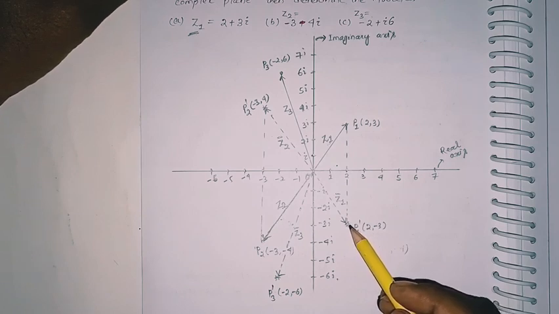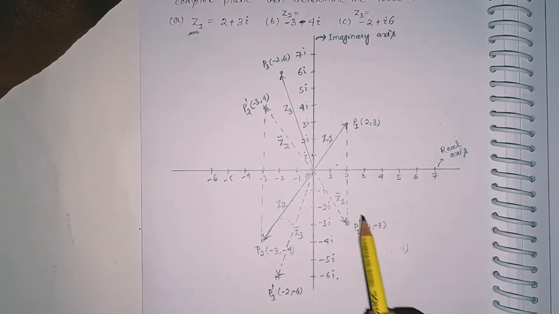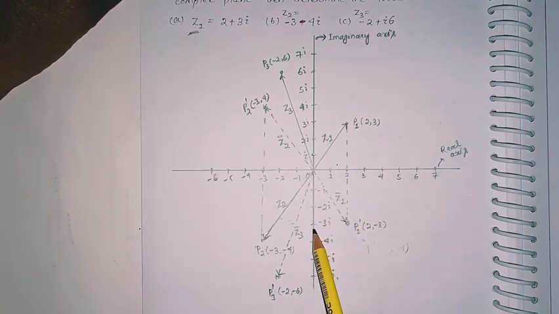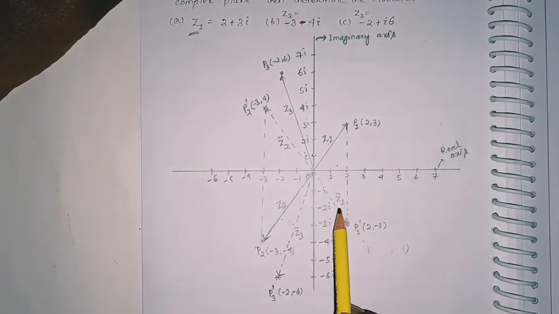And its exact mirror point you can find over here, that is your P1 dash, and the location of P1 dash will be in the fourth quadrant, and the coordinates will be 2, -3. And this vector represents the complex conjugate of Z1, that is Z1 bar.